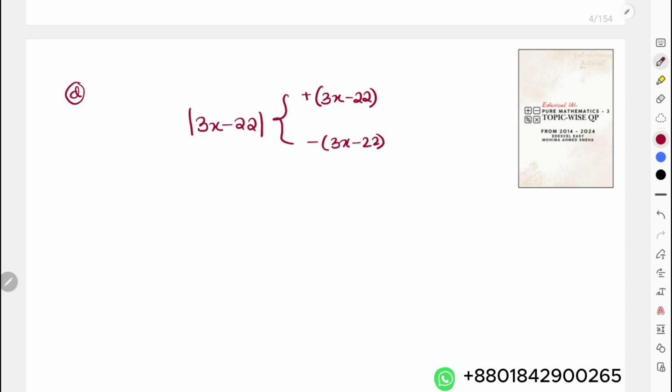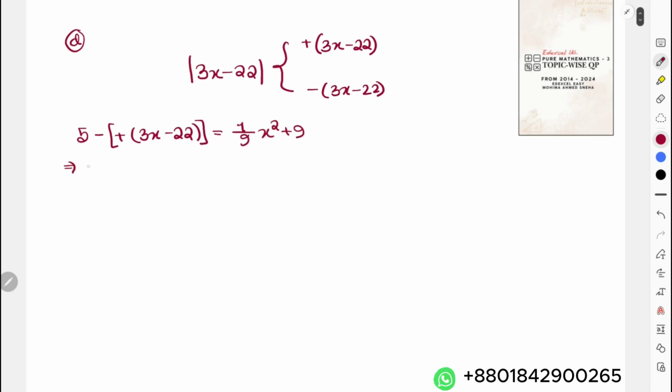So eventually that will look like 5 plus 3x minus 22, and that is equals to your other equation, 1 over 9 x square plus 9, right? From there, if I simplify, 5 plus minus is going to be minus 3x minus 22 over 1 over 9 x square. If I just do the LCM over here, in this side also, we get x square plus 81 divided by 9. And this time I already know how much I'm supposed to get, right? 17 minus 3x.